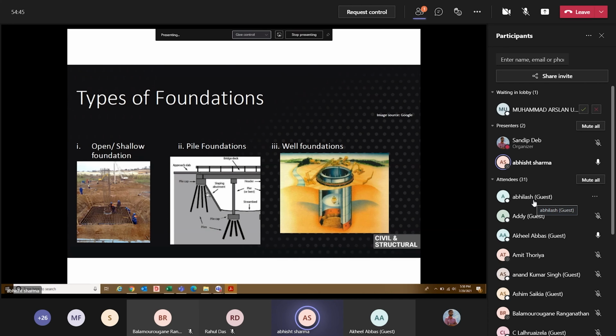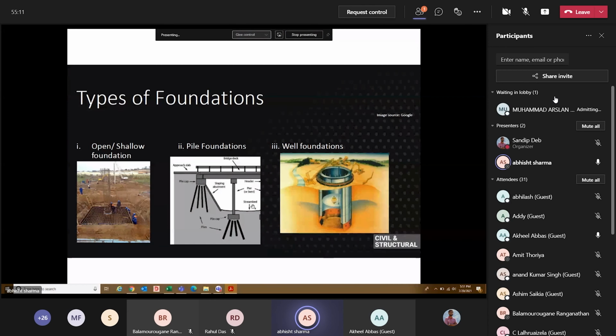Then there are numerous factors that decide how many piles we need to put in, and until what length we need to put them in. And this is one typical example of a well foundation. You can see that we generally make a well kind of structure, as its name suggests, and then we reinforce all its walls, and then put the cap on the top of it. So this is the deepest foundation that we use.